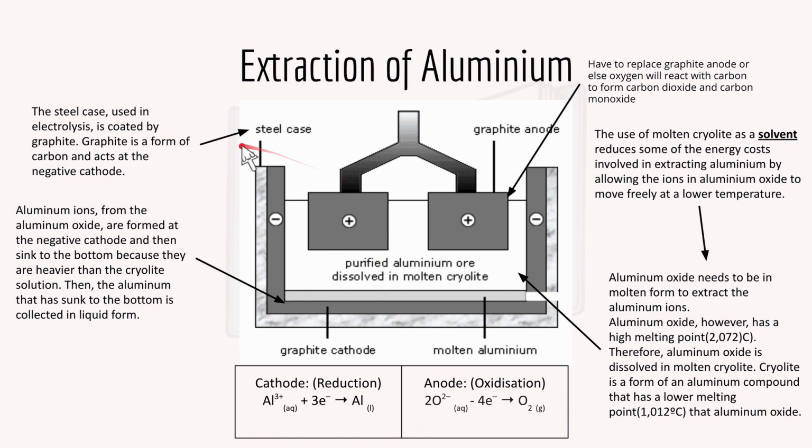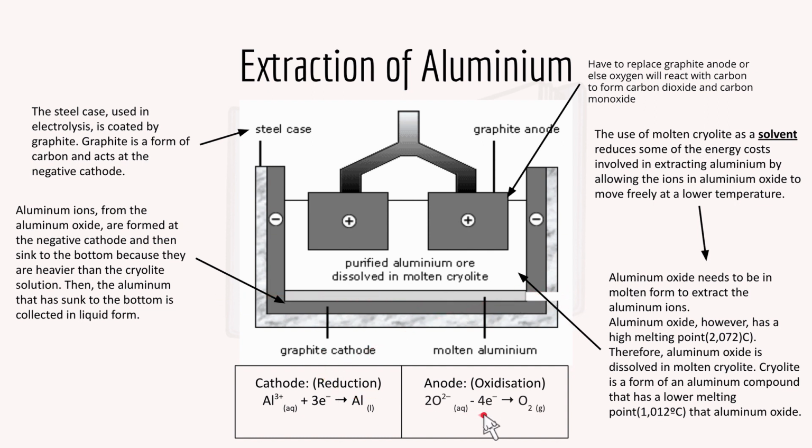And then we have some more details for the extraction of aluminium. We have this electrolysis setup right here, which is quite strange. We have two positive electrodes and a negative electrode. The steel case used in electrolysis is coated by graphite, and graphite is a form of carbon, and X at the negative cathode. And aluminium ions from the aluminium oxide are formed at the negative cathode over here, and they sink to the bottom because they are heavier than the cryolite solution. Then the aluminium that has sunk to the bottom is collected in liquid form right here.